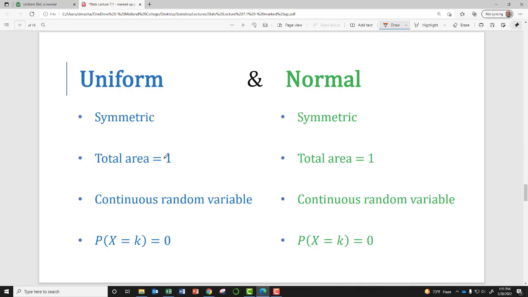The total area under the curve has to be equal to 1 because the sum of all the probabilities of every possible outcome of a random variable has to be 1. Both of these are continuous random variables. We talked about how that's different from the binomial distribution because the binomial describes discrete random variables. And the probability for any continuous random variable of getting an exact outcome, like x equals exactly 1.5, is going to be 0, for reasons we discussed before.